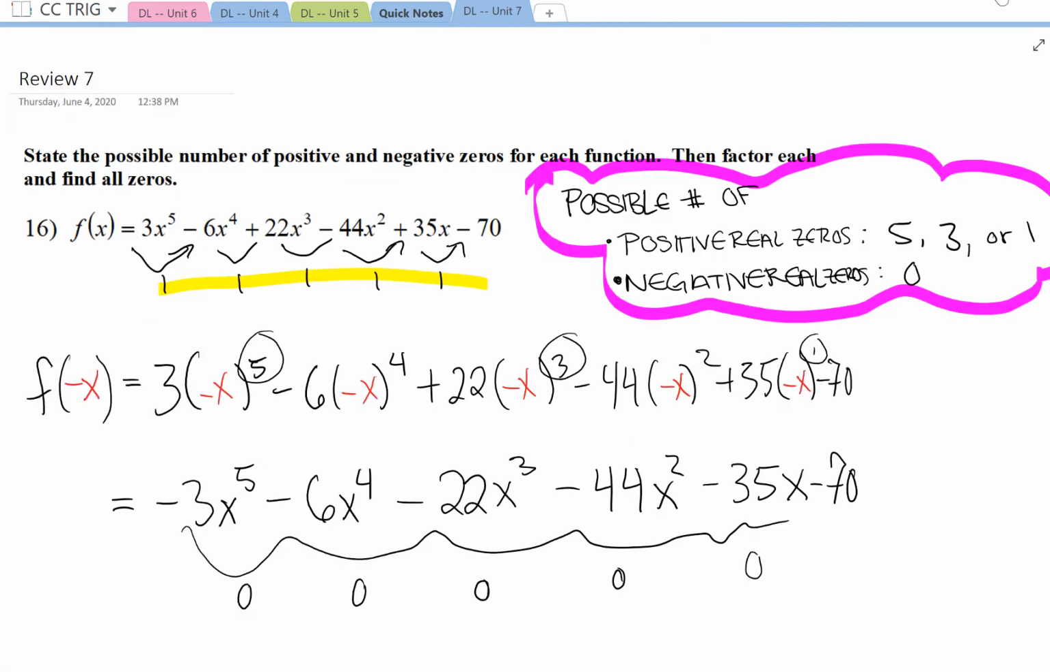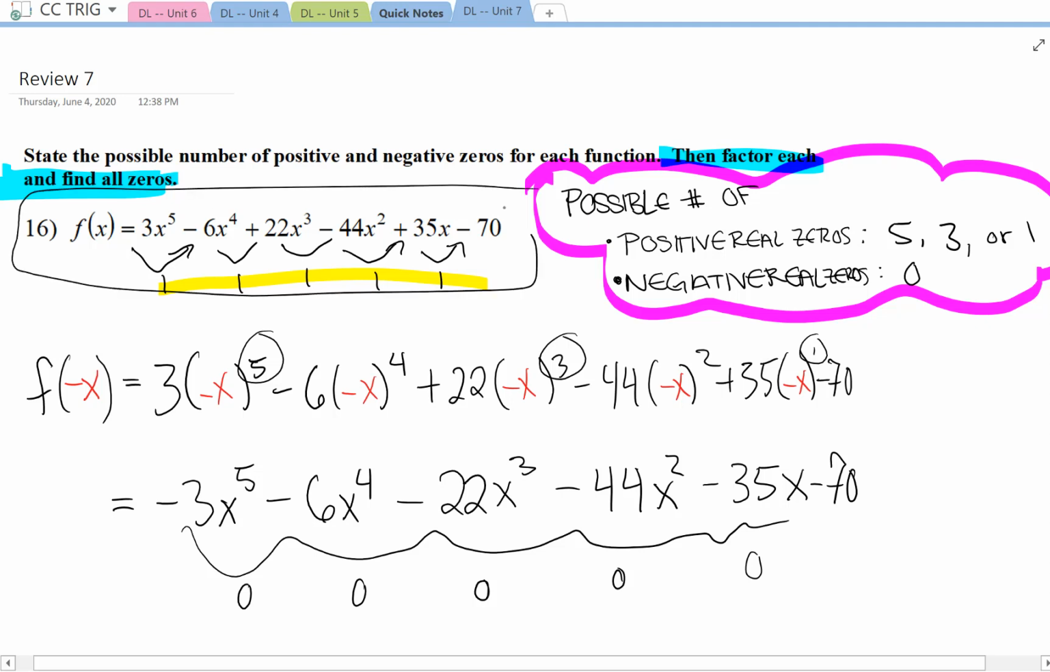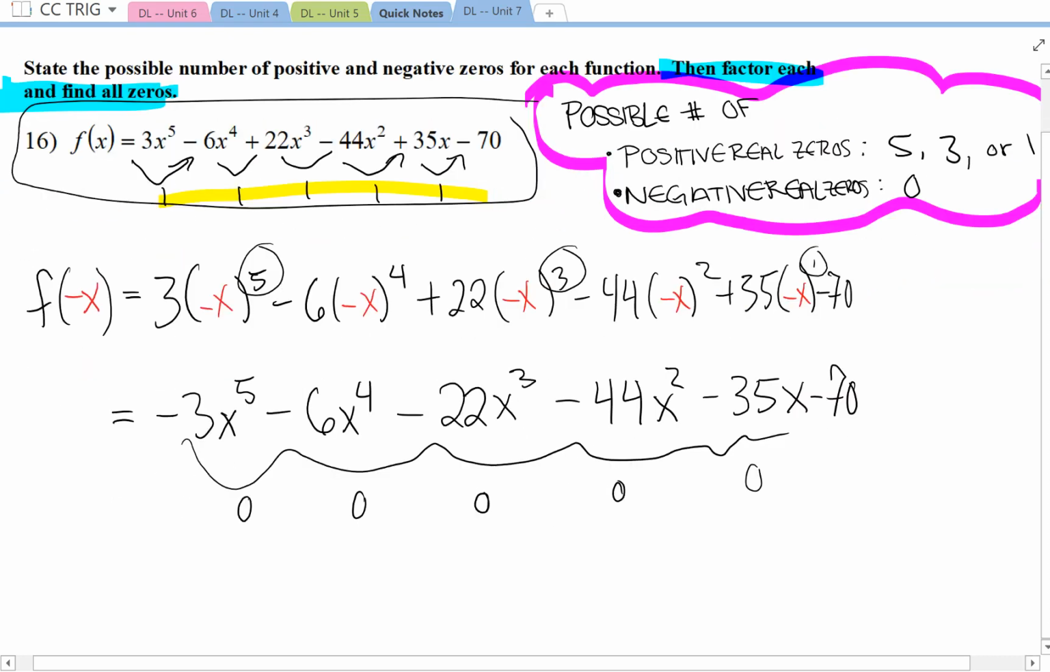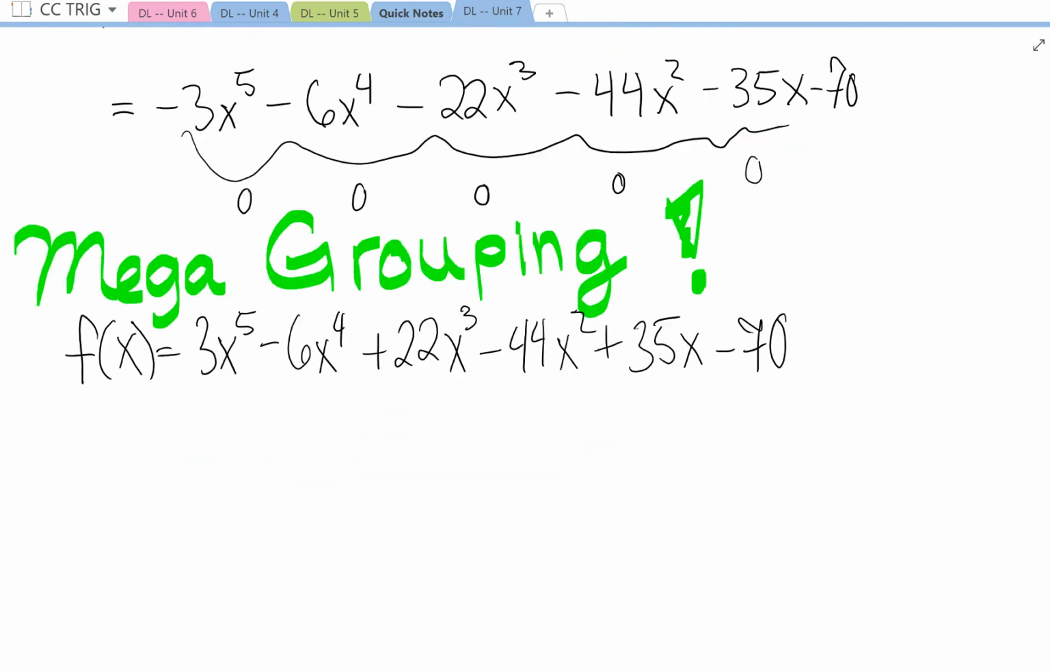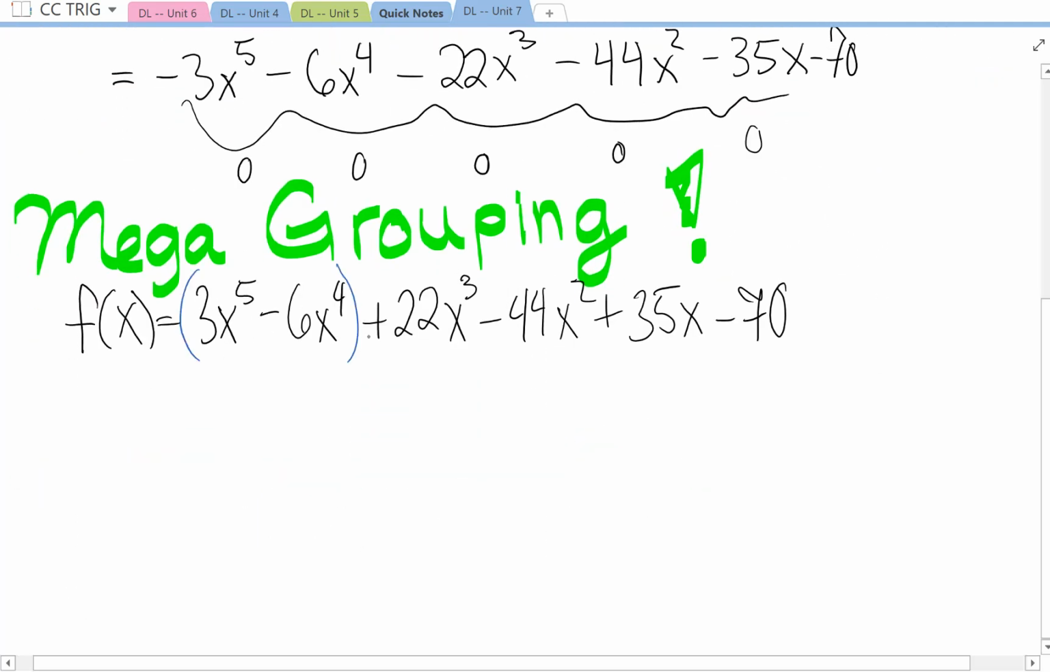Okay, so we've completed the first part, but then they said factor each and find all zeros. So we need to attempt to factor this. Now, we could use synthetic division and the rational roots theorem to start breaking this down and finding easier things, but I think I might be able to factor this. I call this one mega grouping, because this time you'll have 3 little groups. You'll say, okay, let's factor just these 2 terms, and then just these 2 terms, and then just these 2 terms. So we're going to make the equation equal to 0, so we can factor and solve for the zeros. What is common between 3x to the 5th and 6x to the 4th?